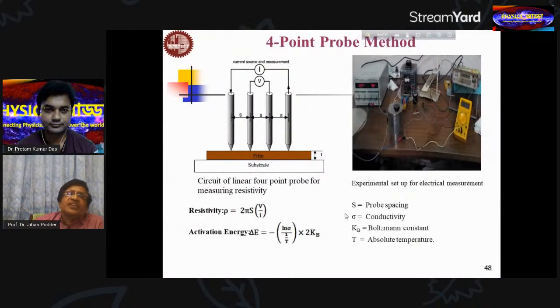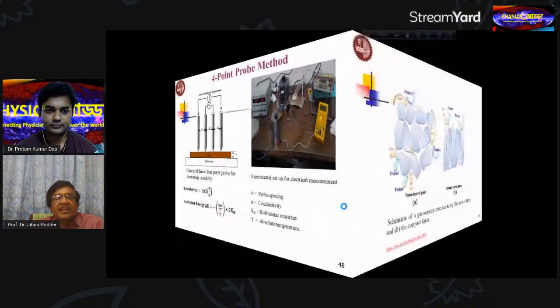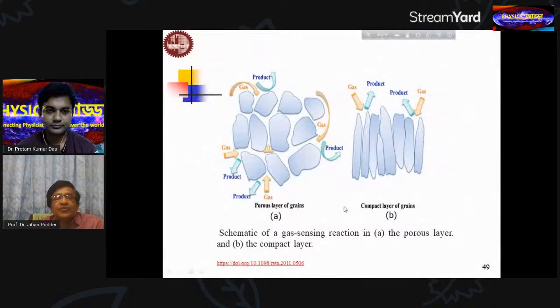So next we need the four-probe method to calculate the resistivity measurement. These are the equations. The four-probe method is very common. Two terminals are connected to the voltmeter and two terminals are connected to the current source, with the probe spacings, and then we can measure the electrical resistivity and activation energy. So these are the mechanisms.